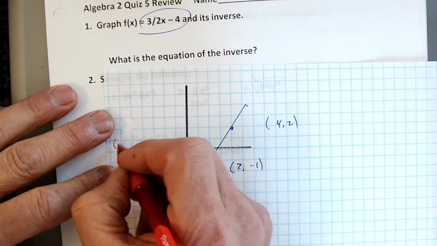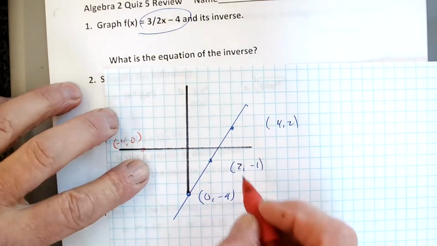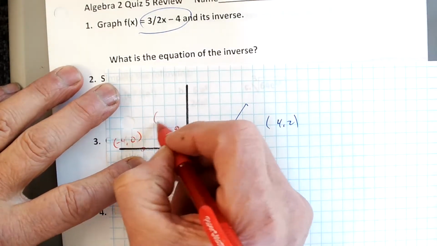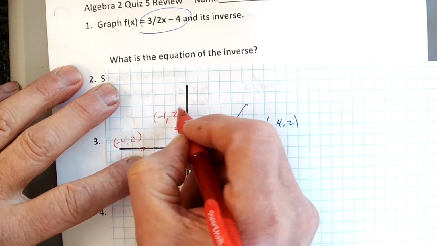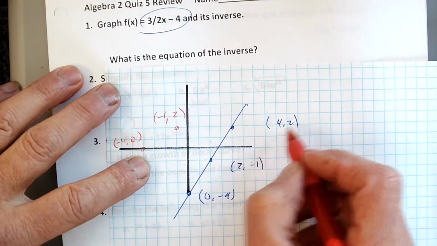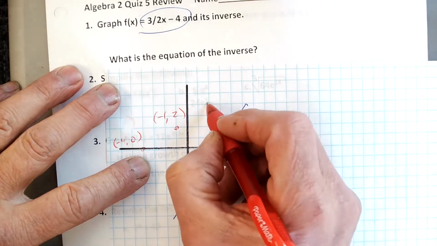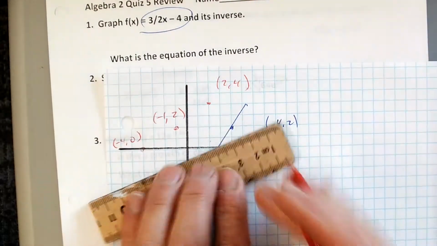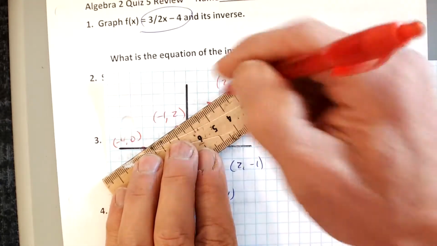We'd have a point at -4, 0, right? We switch the points. -1, 2. We have a point at -1, 2. We'd have a point at 2, 4. And there's my inverse graph. So just switch the points and graph it.